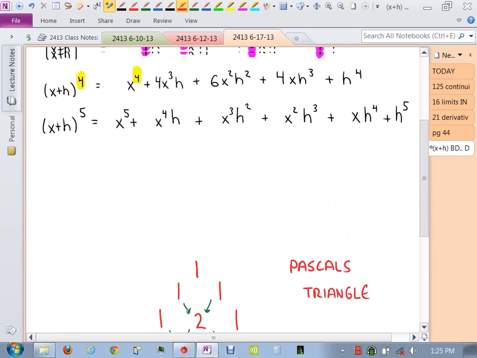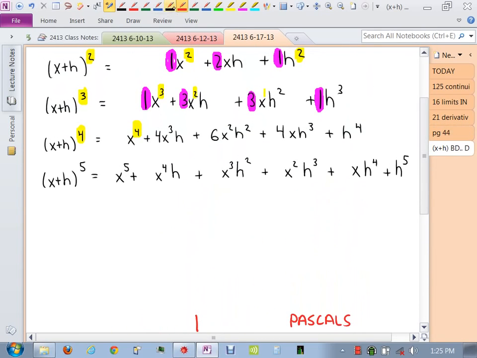So when I come back up here, hopefully you see now that Pascal's triangle is in here, right? 4, 6, 4, 1. Do y'all see Pascal in there? So I should get here then what? 1, 5, 10, 10, 5, and then 1.